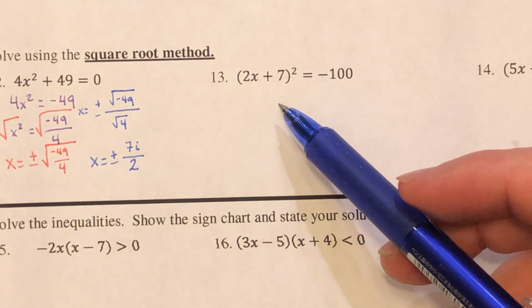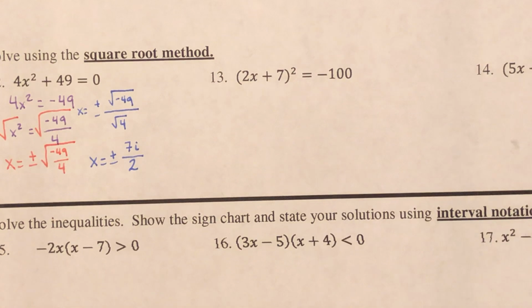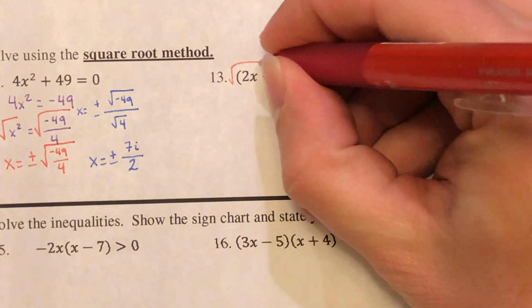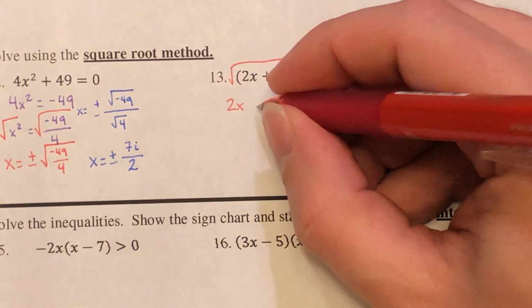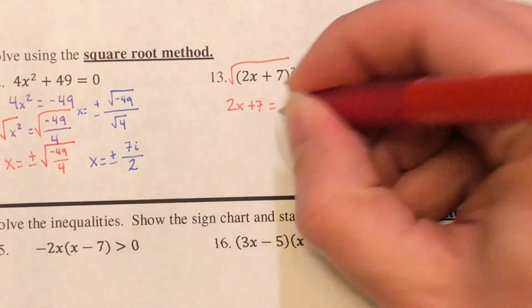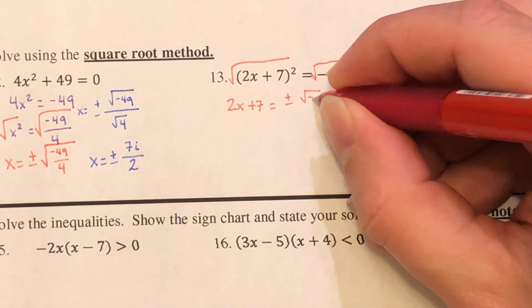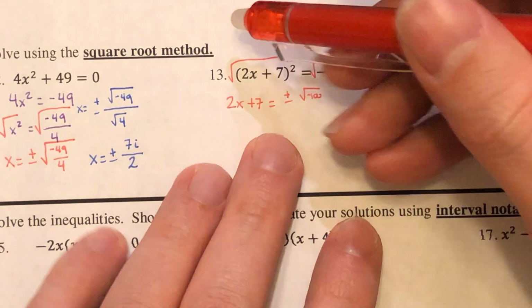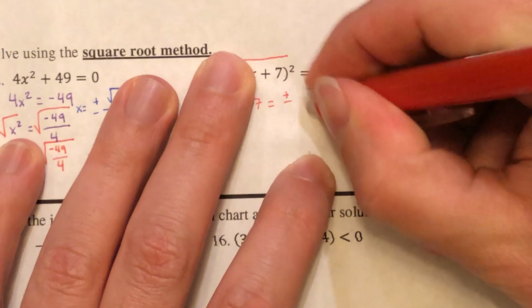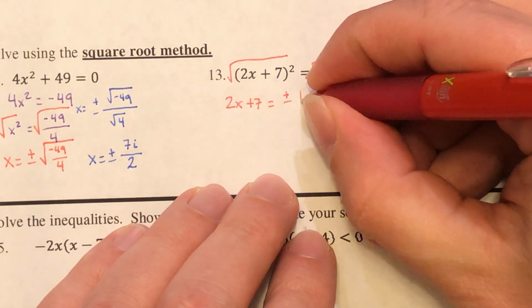So looking at 13, what is squared is already alone. So I can just immediately take the square root of both sides. Remembering, when I take that square root, I need to take the positive and the negative. So I have 2x plus 7 equals positive and negative square root of negative 100, which the square root of negative 100 is 10i.